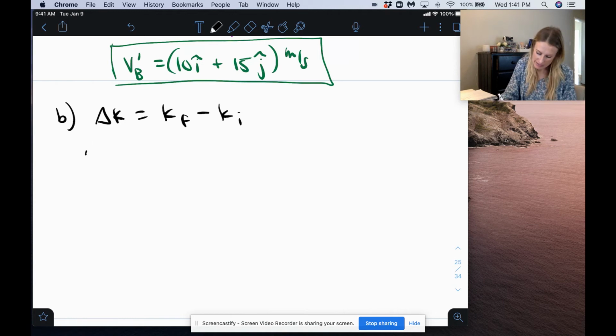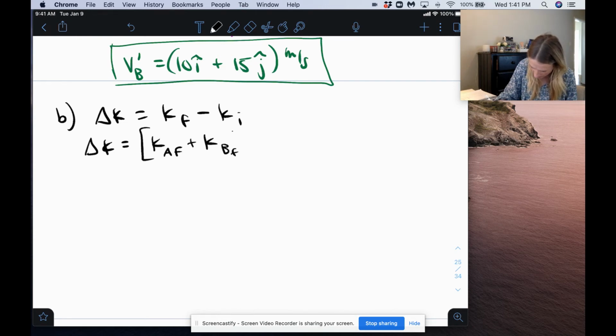Now for this, kinetic energy is just when an object has a velocity. It's 1/2 mass times velocity squared. So our final kinetic energy will actually be kinetic energy of A final plus kinetic energy of B final. And then initial will be kinetic energy of A initial plus kinetic energy of B initial.